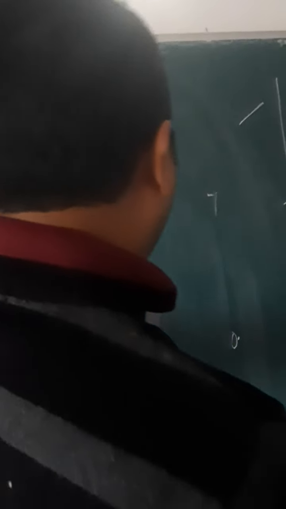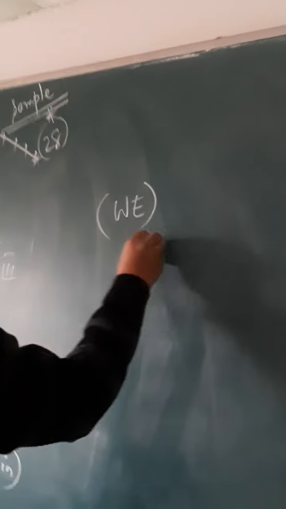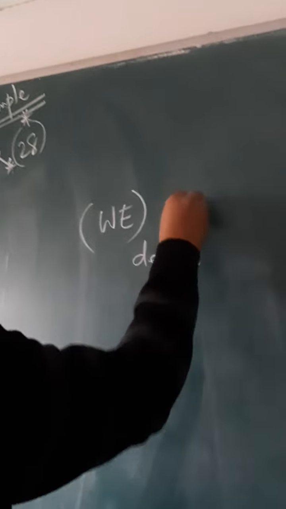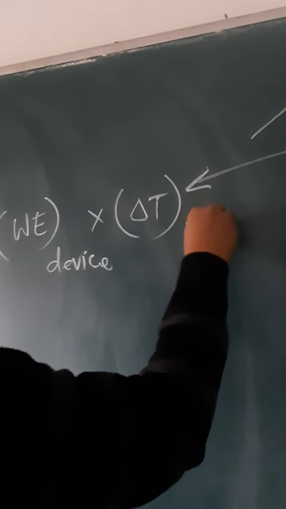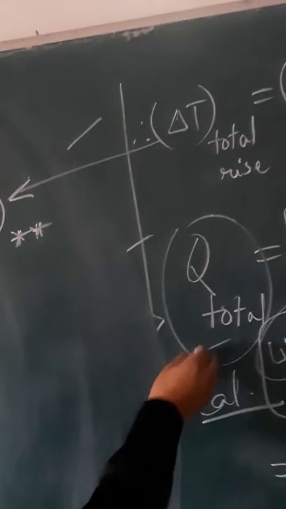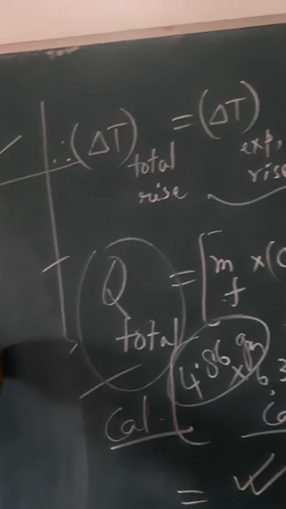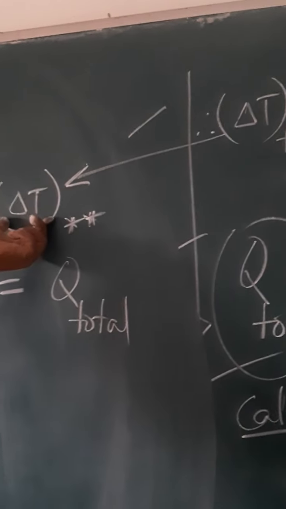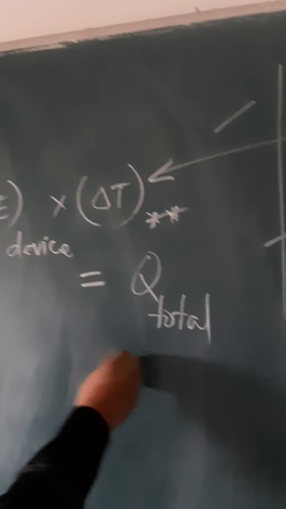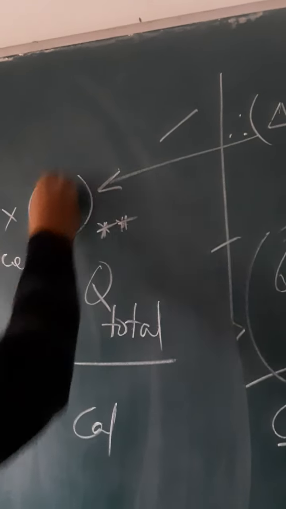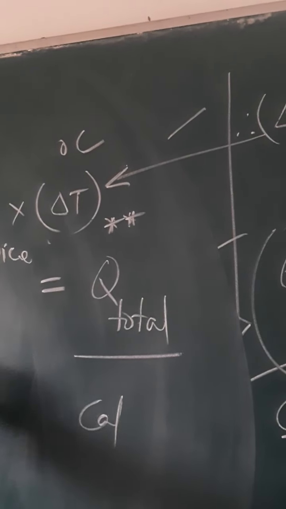Now this will be equal to the water equivalent of the entire device into the delta T total rise. That will be the Q total. From that we will find the water equivalent of the device. Now the unit will be calorie per degree Celsius.